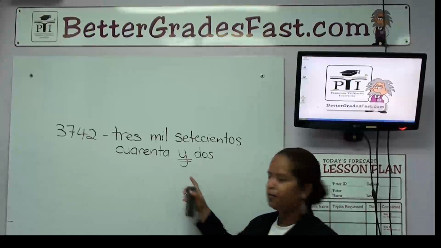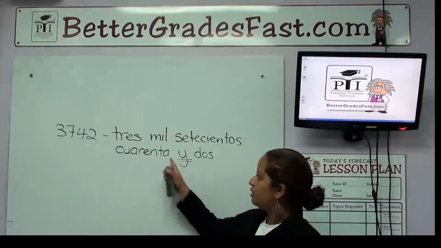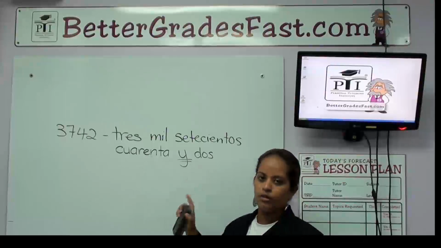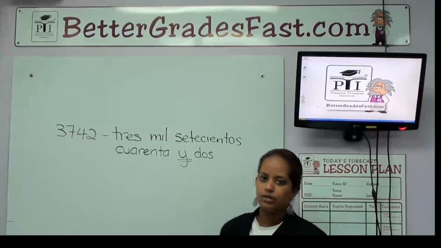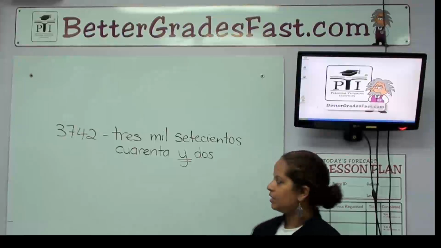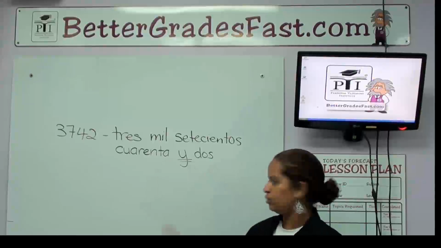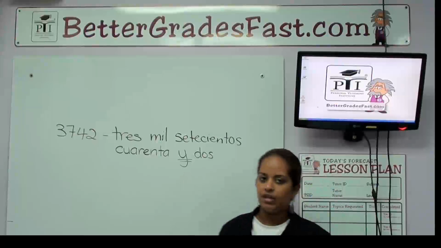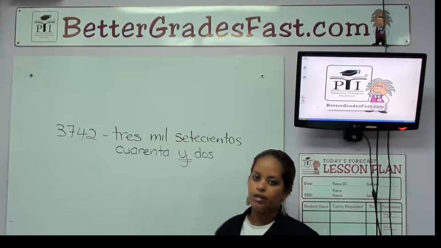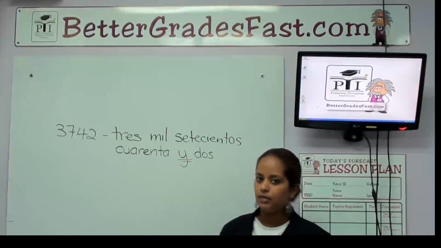Notice that the only time you have a Y, meaning "and," is between the tens and the ones, meaning the last two values in your number. Once there are tens and ones in your number, you get that Y. If there are no tens, then you do not use Y.